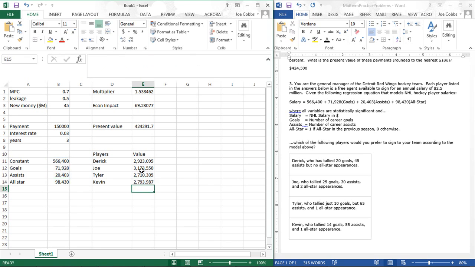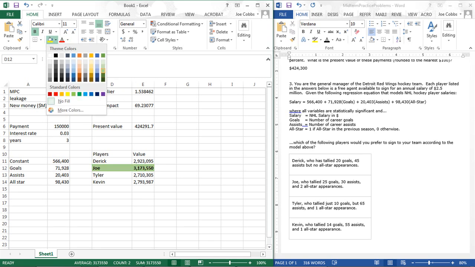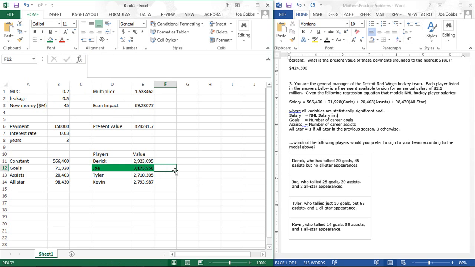All right, so for note in the question, it says that we can sign them for $2.5 million. They're all worth more than $2.5 million according to the equation, but it looks like the best value for our money here is Joe. All right, buddy. Nice work. Actually, if I'm Joe's agent, I'm thinking, hey, you need to ask for more than $2.5 million. But our equation says they're available to sign for $2.5 million, so as the GM, Joe is my choice based solely on this regression equation.